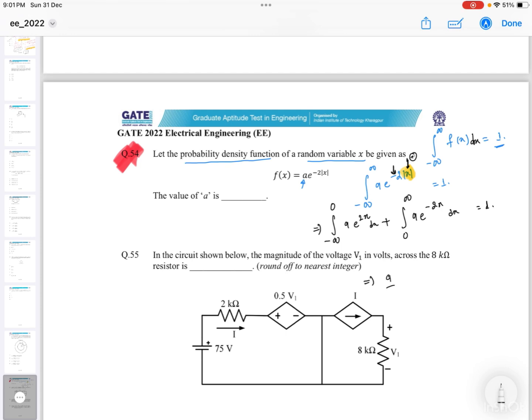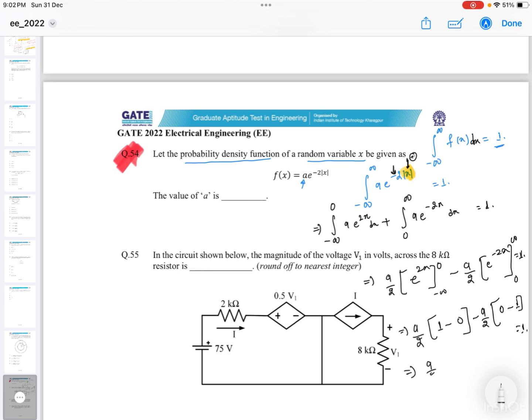Now we can calculate this integration, and we can get the value of a, right? So here we will have a divided by 2 e to the power 2x, integration from minus infinity to 0, plus minus a divided by 2 e to the power minus 2x, integration from 0 to infinity, is equal to 1. So now here we have a divided by 2 times e to the power 0 is 1, minus e to the power minus infinity is 0, minus a divided by 2 times e to the power minus infinity is 0, and e to the power 0 is 1. So this will be equal to 1. And from here we have a divided by 2 plus a divided by 2 is equal to 1. So a is equal to 1, right? So the correct answer for this is 1. So the value of a is 1.